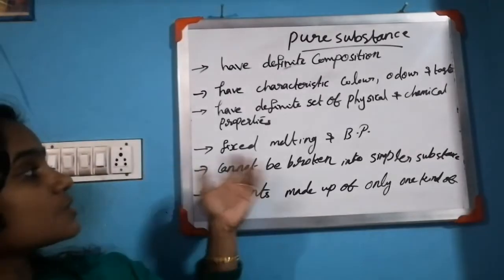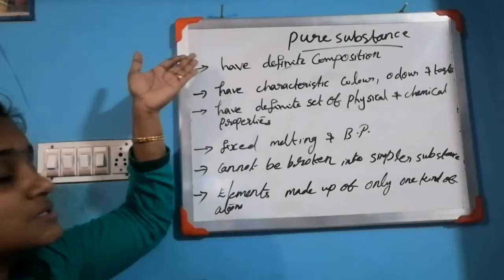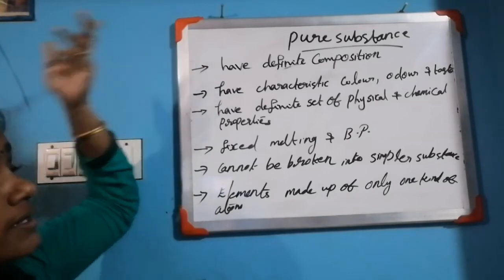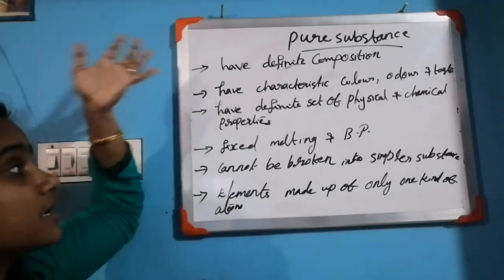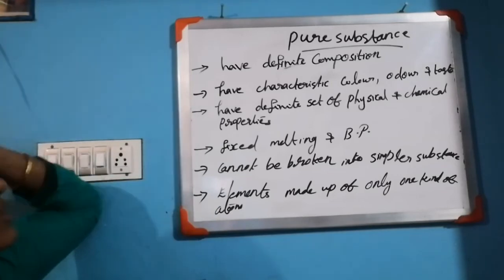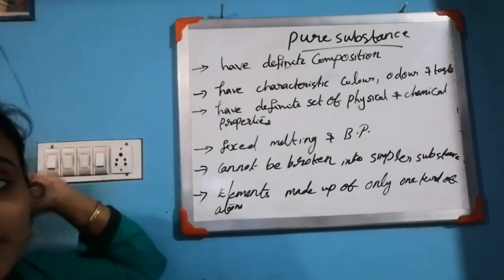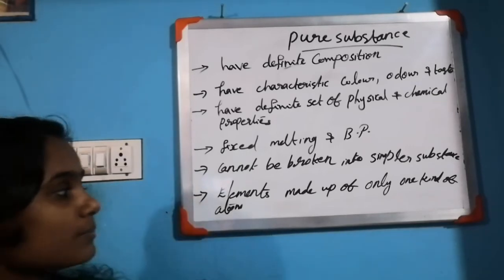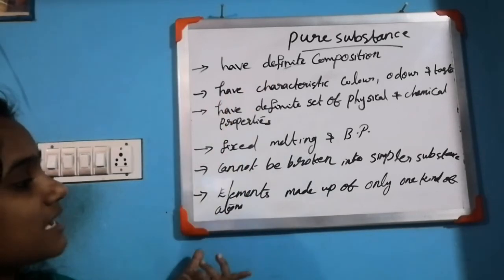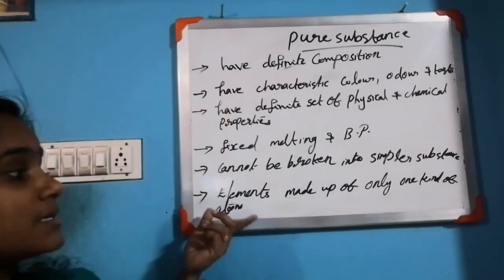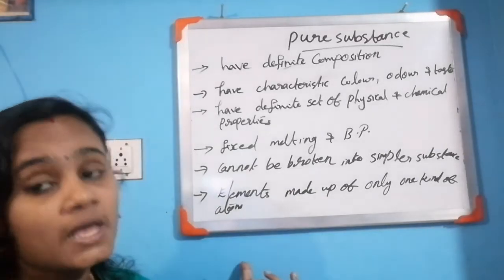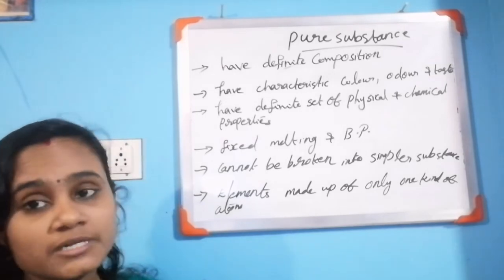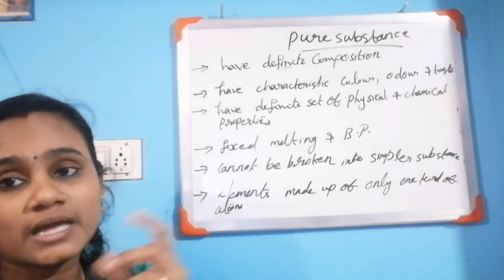Okay, dear children. So first point, what is a pure substance? A definite composition is there, a characteristic color is there, a characteristic odor is there, a characteristic taste is there. Third point, it has a definite set of physical and chemical properties, and it has a fixed melting and boiling point. I told you pure substances are divided into two, elements and compounds. Elements are made up of only one kind of atom, and compounds are made up of only one kind of molecule. Atoms combine to form molecules, so that type of molecule we can call a compound.